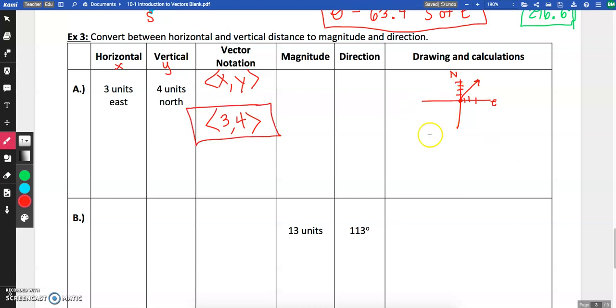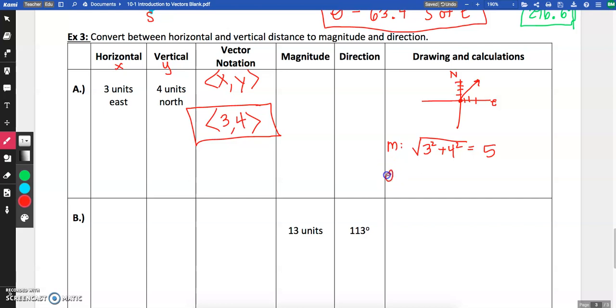The magnitude, I'll calculate in this bigger box here. The magnitude I can find, I'll just write m here for now, by doing our Pythagorean theorem, so square root of 3 squared plus 4 squared. Type that all in my calculator, I get 5.